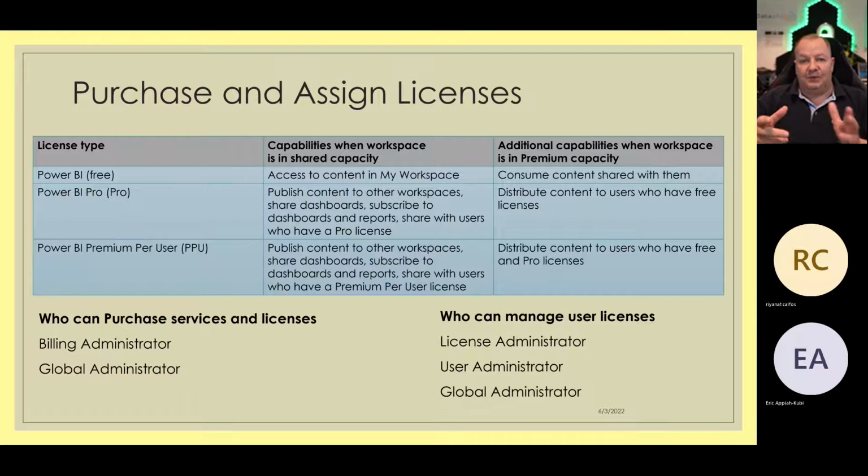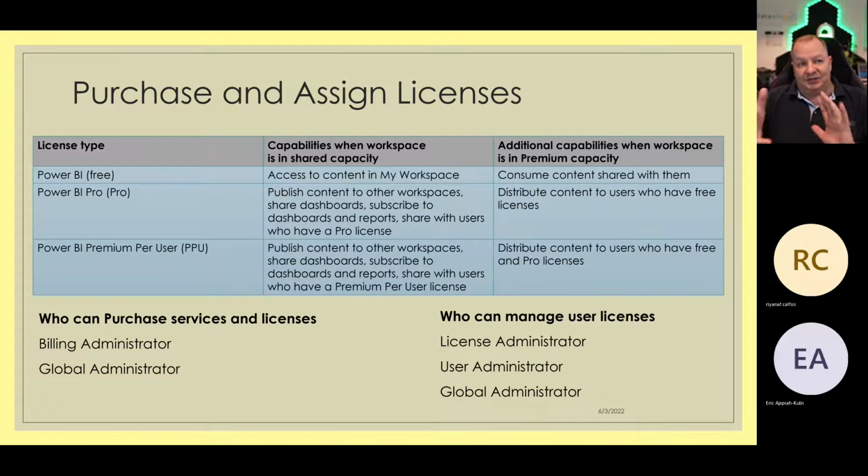Now, how we get these licenses, generally there's going to be somebody we refer to as a billing administrator or global administrator that will purchase the licenses and make those available through the Microsoft 365 licenses. They basically assign a license to you in your Microsoft E5 subscription. You would already have that, but if you've got an E3, you can also get a Power BI Pro license or a premium per user license added as well. So it's basically assigned on a per user basis inside of the Microsoft 365 admin tool.